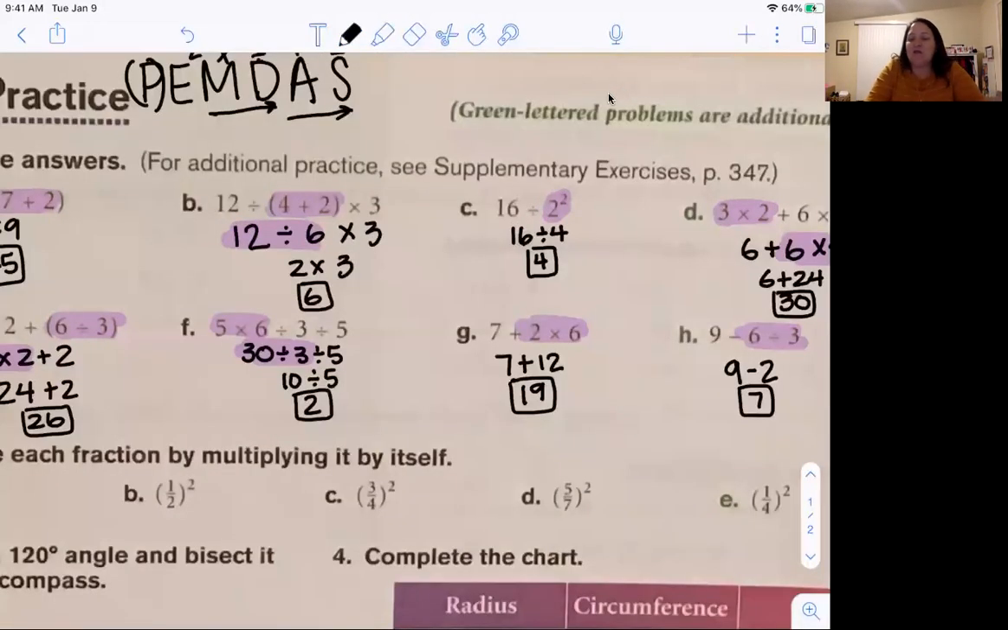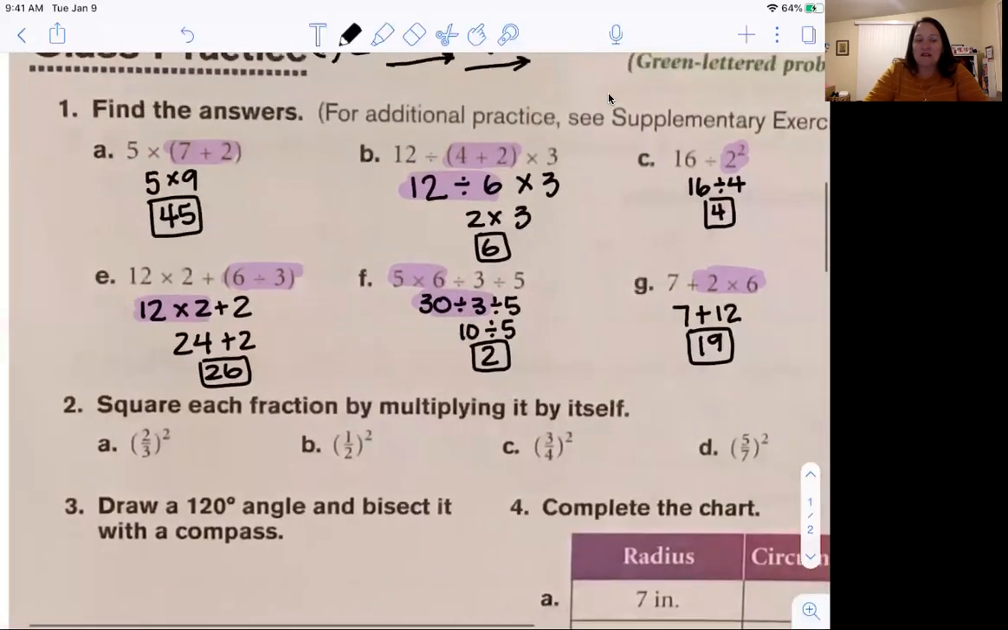Okay, so check F, G, and H. With F, you needed to do 5 times 6 first, which is 30. Then 30 divided by 3, which is 10. And then 10 divided by 5 is 2. With G, you needed to do 2 times 6 first. 7 plus 12 is 19. And then H, you should have done 6 divided by 3 first. 9 minus 2 is 7.